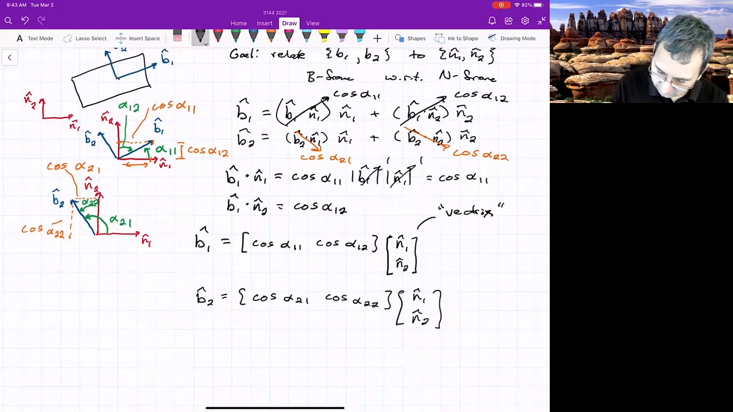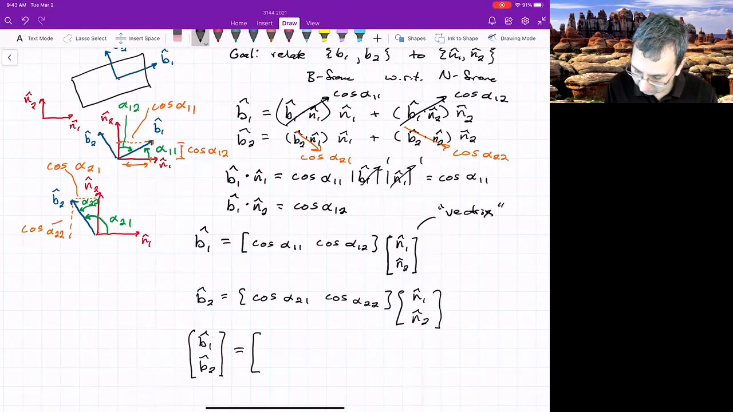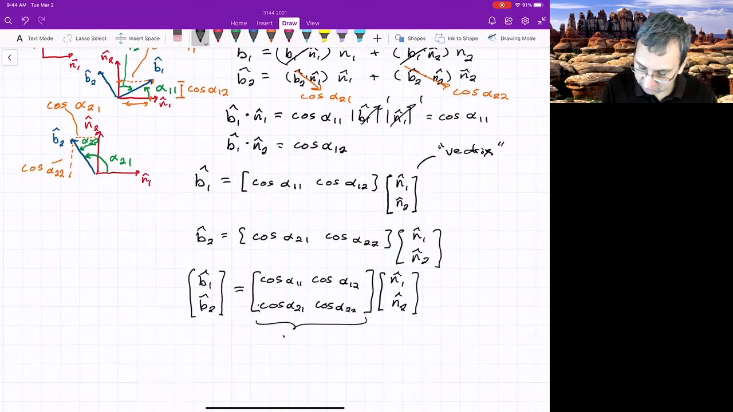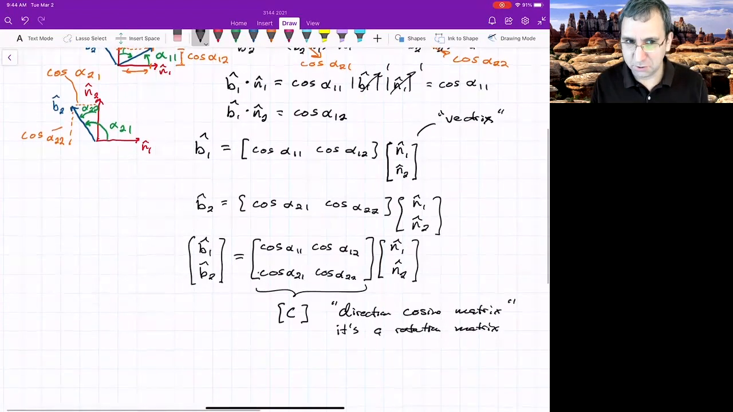Then we could combine these, and then we've got this. So we're relating the B unit vectors to the N unit vectors. So the first row is what we've got up above. Cosine alpha 1, 1, cosine alpha 1, 2, cosine alpha 2, 1, cosine alpha 2, 2, times N1, N2. So the book would call this matrix C for the direction cosine matrix, because we're describing everything in terms of cosines of these angles, four angles. And the direction cosine matrix is a rotation matrix, meaning it's an orthogonal matrix.